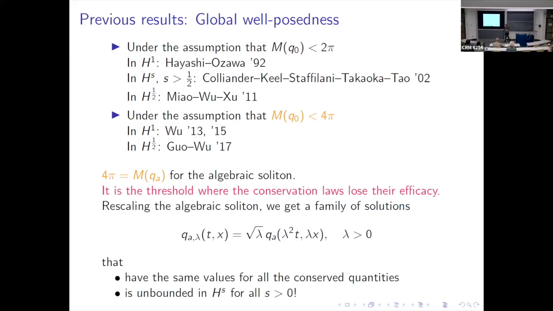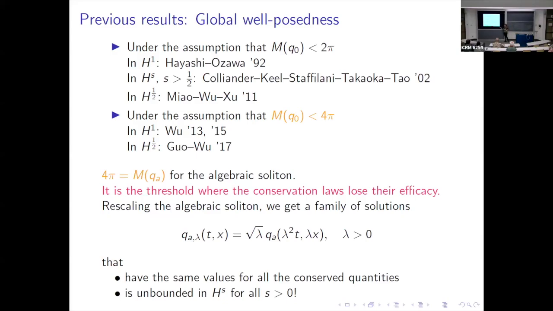And what we found when we started looking at the problem, which hadn't been noticed before, is that 4 pi is the absolute threshold below which, or above which, whichever way you want to look at it, the conservation laws lose their efficacy to control Sobolev norms. And we have a very explicit example for that.